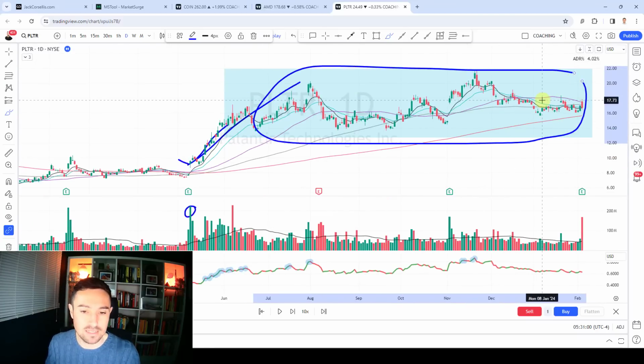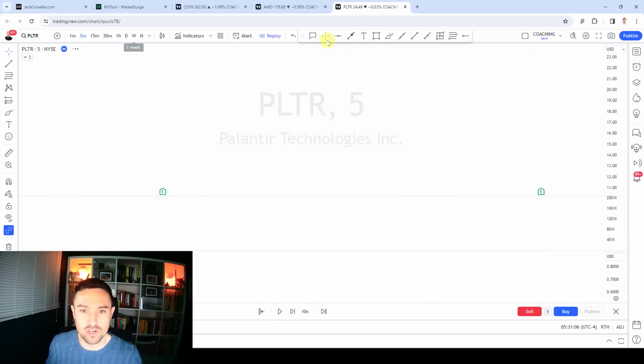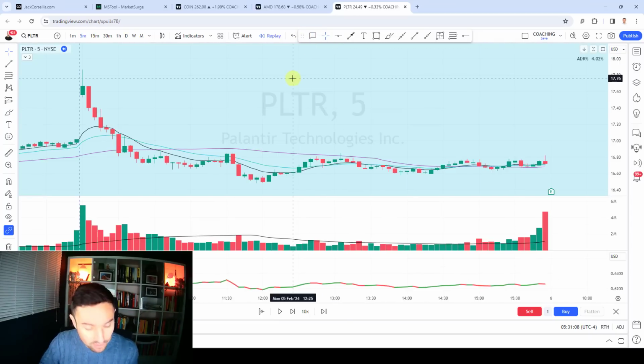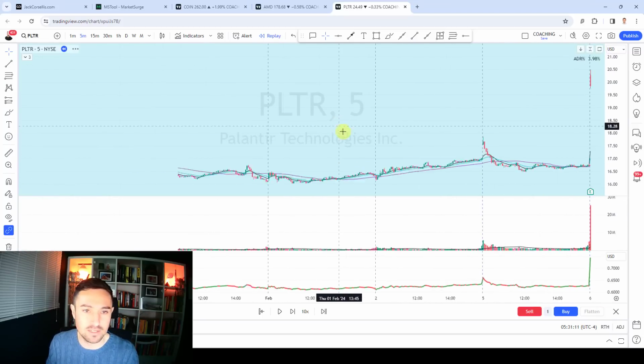Big causes tend to lead to big effects. That's the Wyckoff point. So what we're going to do here is go onto the 5-minute chart. We'll do an ORB on the 5-minute chart. This is the first 5-minute candlestick of the earnings. Okay, so it gaps up.